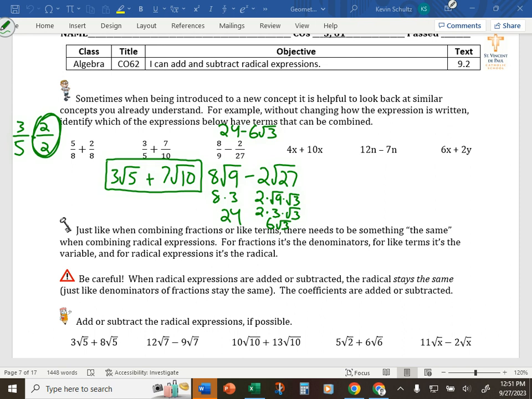Okay. You can also think about roots as variables. You have 4 x's and 10 x's. How many x's do you have?